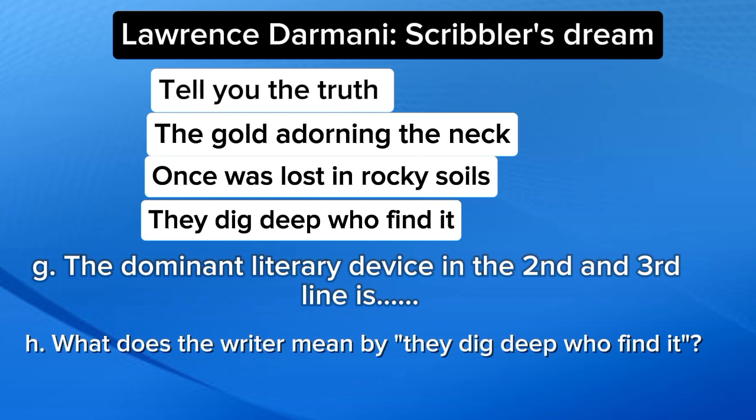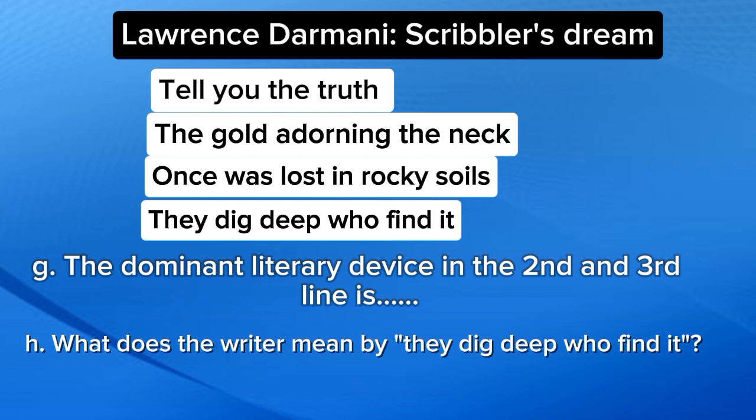So let us read the extract from Scribbler's Dream. Tell you the truth. The gold adorning the neck was once lost in rocky soils. They dig deep, who find it? Let me go through the extract again. Tell you the truth. The gold adorning the neck once was lost in rocky soils. They dig deep, who find it?